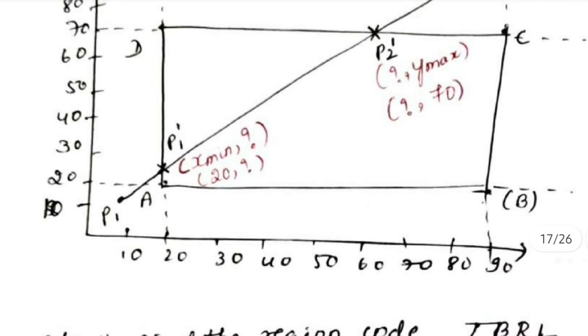So first let's find out for P1. One of the values we know. Which is the value we know? Since this is the line which is intersecting, this line is going to x value which is 20. So I know one thing, 20. The second thing, y, I need to calculate.